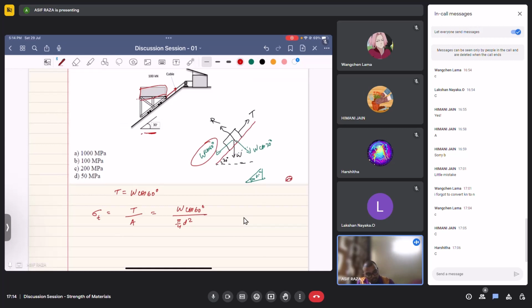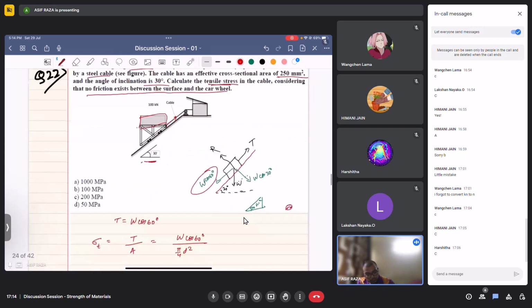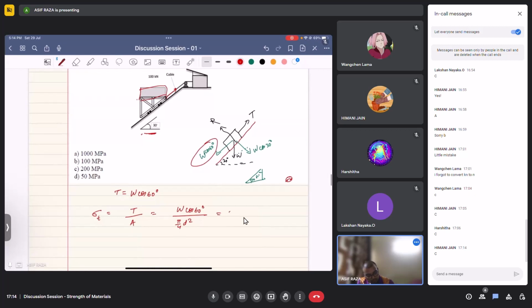So W is having a weight of 100 kilonewton. I'll just convert it into Newton, so 10 to the power 3 cos 60, divided by area, which is pi by 4 d square.